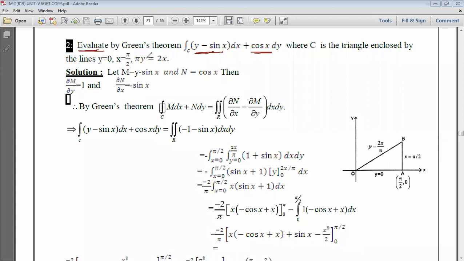Okay. So here, what about M? This is M and this is N. So M dx plus N dy. So M is equal to y minus sin x and N is equal to cos x.